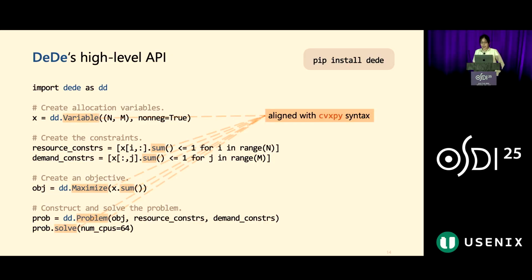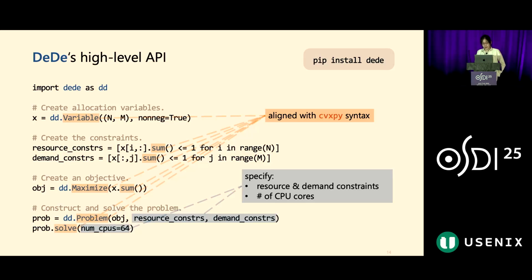As mentioned, our interface is largely aligned with CVXPY syntax. One difference is that we need to specify the resource and demand constraints separately. And since our solving process is in parallel, we may also specify how many CPU cores to use. If we don't, it will use all available cores by default. This is our high-level API. On the other hand, the low-level API gives the user more control to manually specify the augmented Lagrangian in each per-resource and per-demand problem, but we are not showing it here.